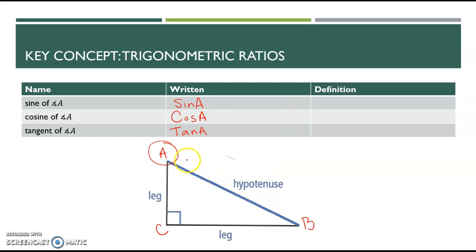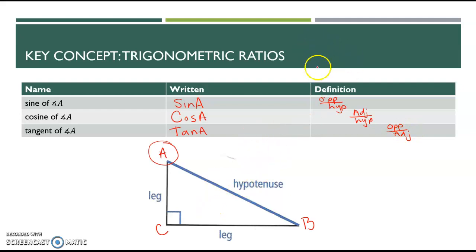And then our definitions. I understand I didn't leave enough room in this to write really big. But for sine, we're doing opposite over hypotenuse. Cosine is adjacent over hypotenuse. And then tangent is opposite over adjacent.